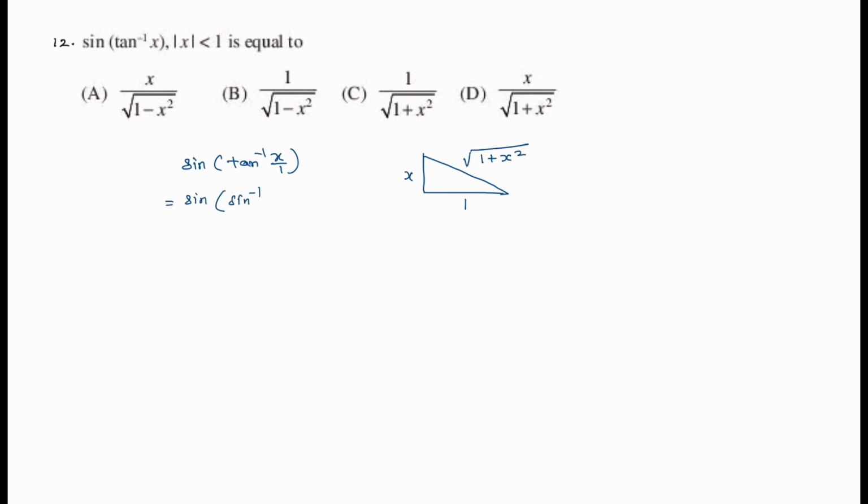So for sine inverse, we have to use opposite side by hypotenuse, which is x upon root of 1 plus x square. Now sine and sine inverse could be cancelled. Therefore, the answer is x upon root of 1 plus x square. D option is the correct option.